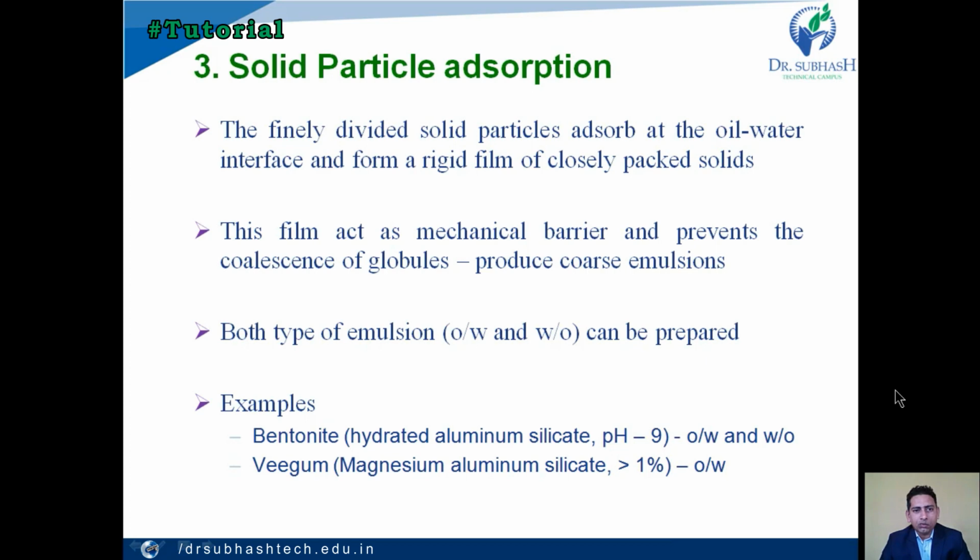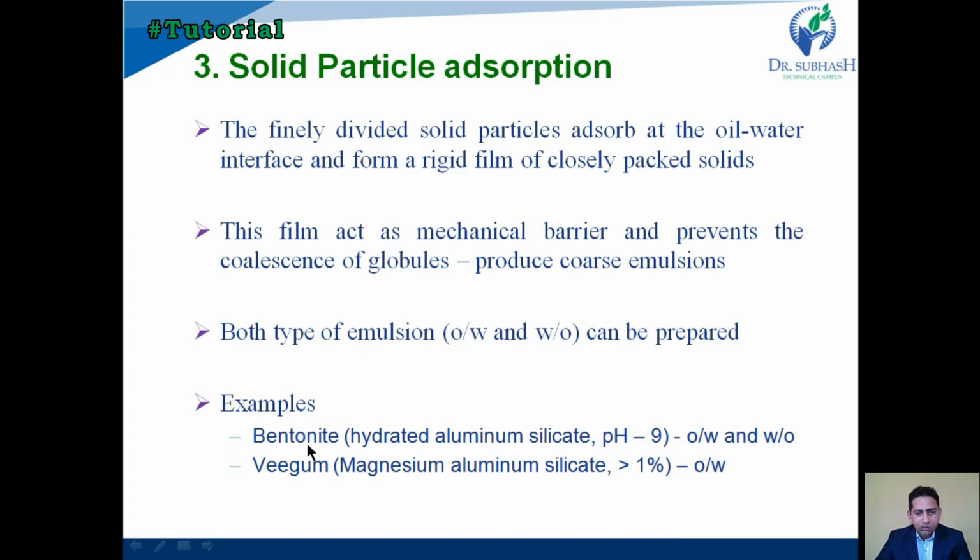Then solid particle adsorption. The finely divided solid particles adsorb at the oil-water interface and form a rigid film of closely packed solid. The only difference compared to the others is that the film formed will be rigid. The film acts as a mechanical barrier and prevents coalescence of globules, and they produce a coarse emulsion. In previous cases we can prepare a fine emulsion also, but here a coarse emulsion will be prepared. Both types of emulsion can be prepared, oil in water and water in oil.